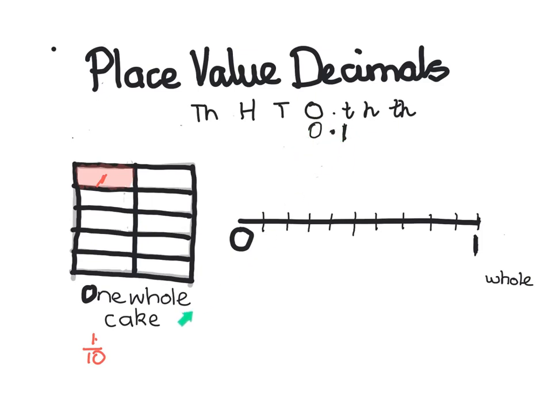So this is the same as this here. 1/10 is the same as 0.1. There are just two different ways of showing the same thing. 1/10 is a fraction, 0.1 is what we call a decimal, which is really short for decimal fraction.